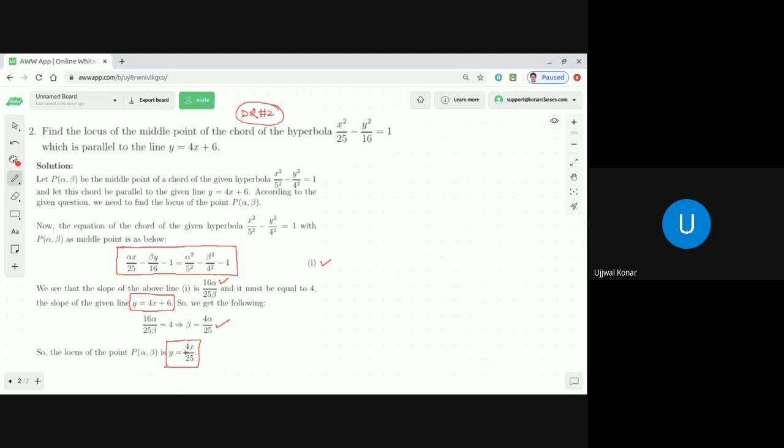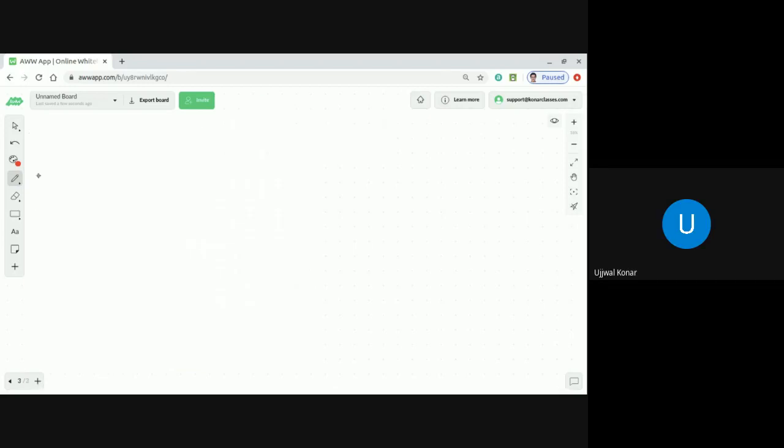I think Pratik, you get a little trouble to find the equation of the chord in terms of beta, right? I hope so. Yes, sir. Tejas, it is absolutely fine. Hello, Tejas. Yeah, I got this answer, sir. Okay, great.